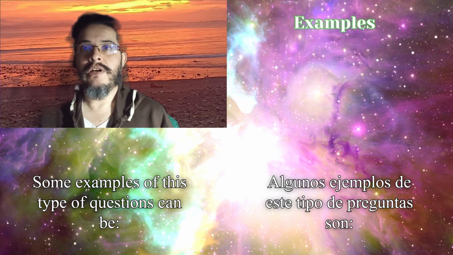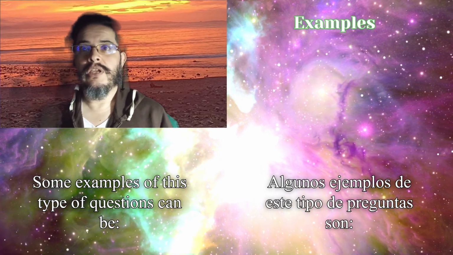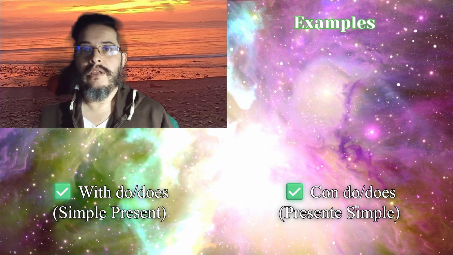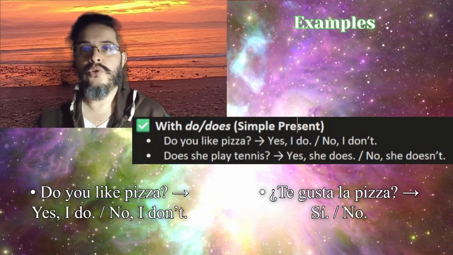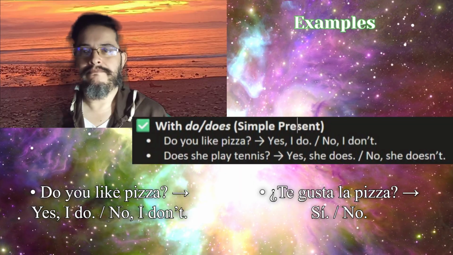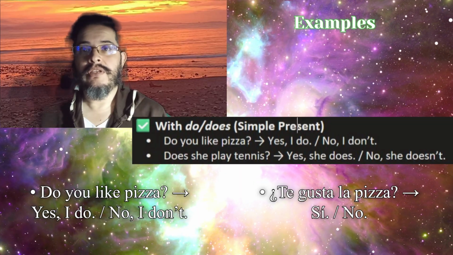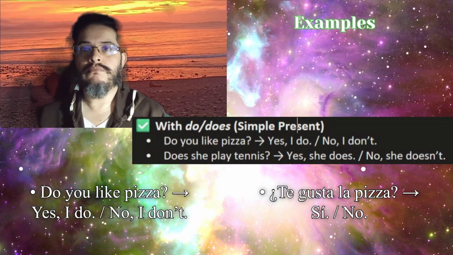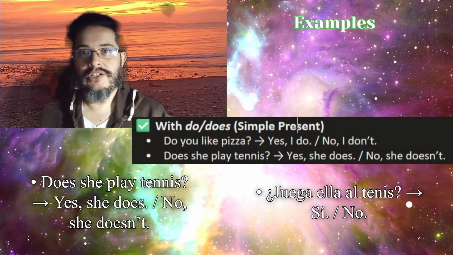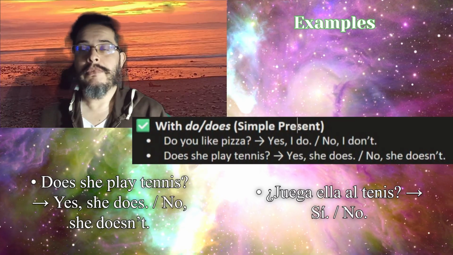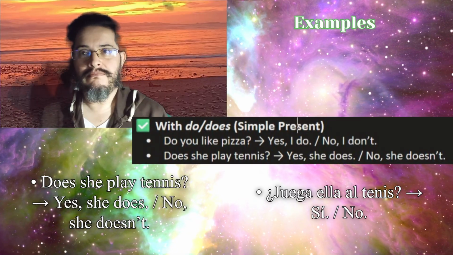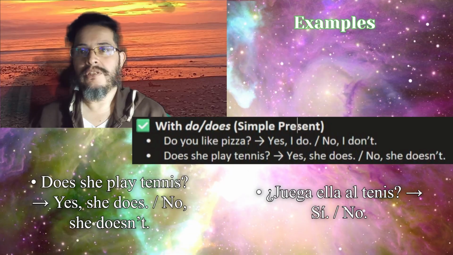Some examples of this type of questions can be with do or does, simple present. Do you like pizza? Answers can be yes, I do, or no, I don't. Does she play tennis? Yes, she does, or no, she doesn't.